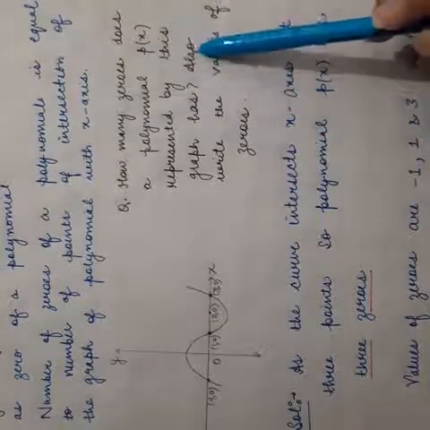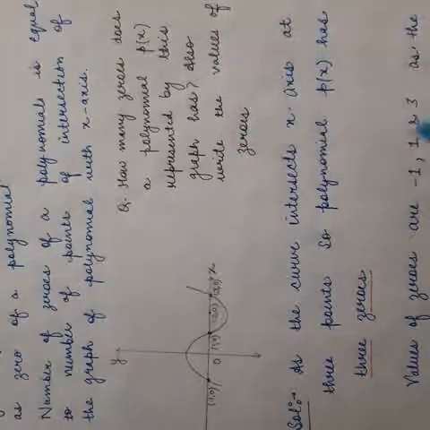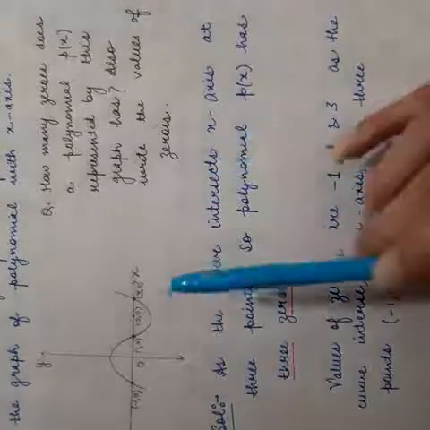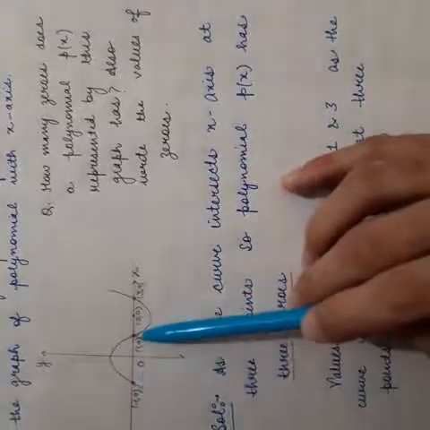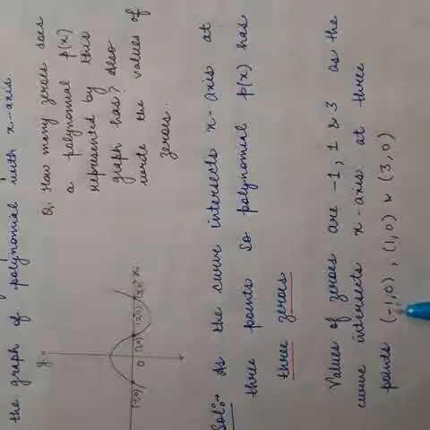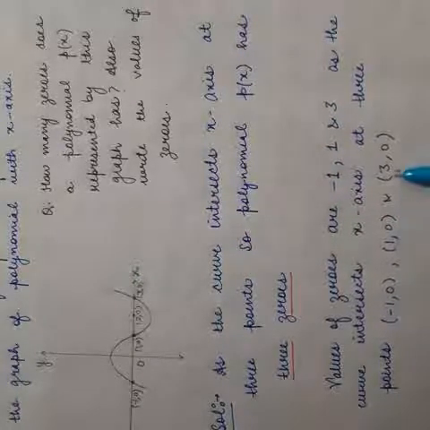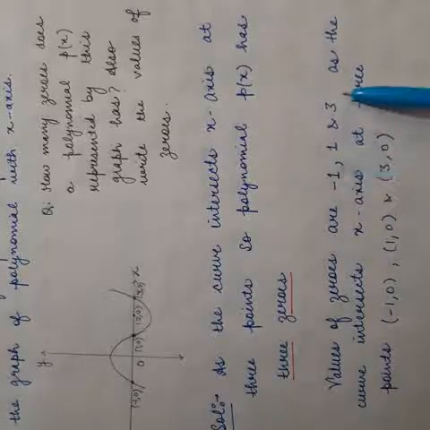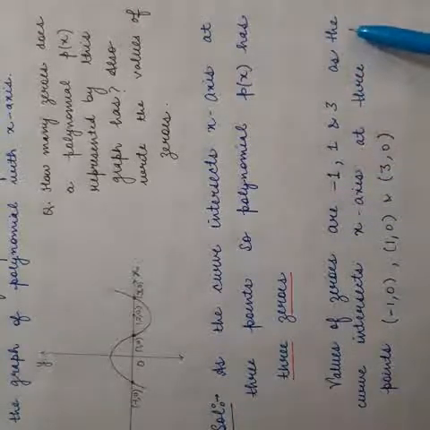Further he says, also write the values of the zeros. Now if you need to write the values of these zeros, you will see that the curve intersects the x-axis at 3 points, and out of those 3 points their x coordinates, that is -1, 1 and 3, are the zeros of the polynomial. So it is quite easy to determine how many zeros a polynomial has and what those zeros are through the graph.